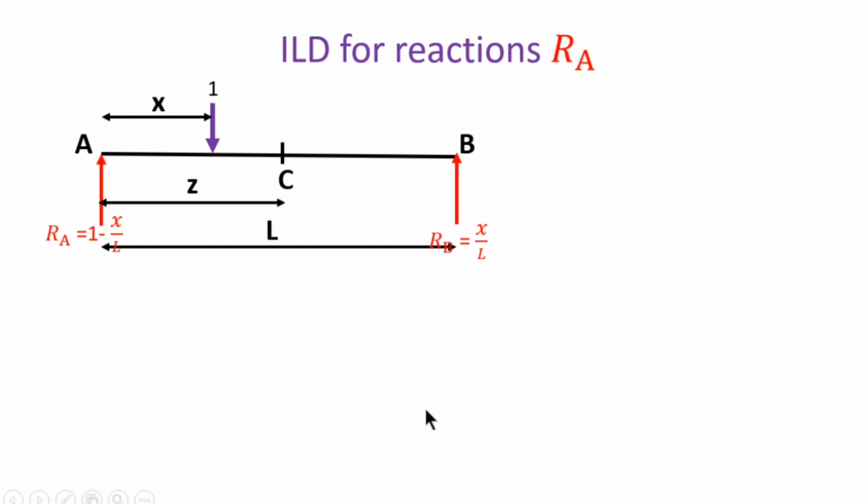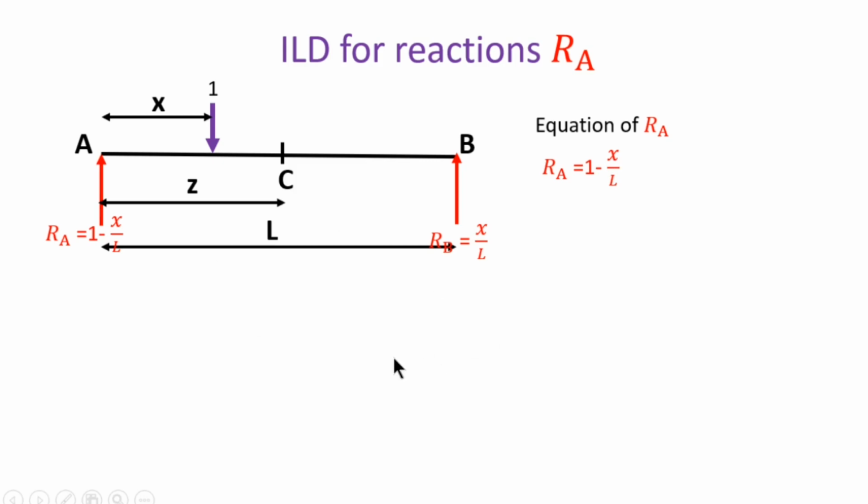Now the ILD, that is the influence line diagram, for reaction RA. So here we have to develop the equation for RA. Already we have developed the equation of RA is equal to 1 minus x by L. So the equation of RA is equal to 1 minus x by L.